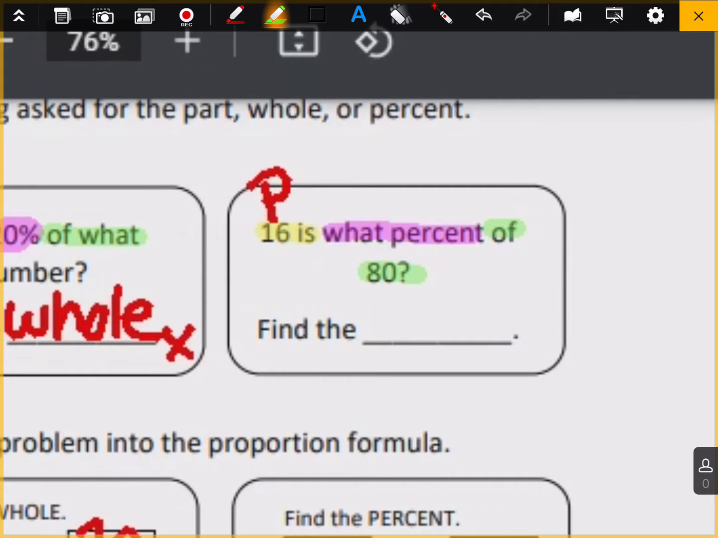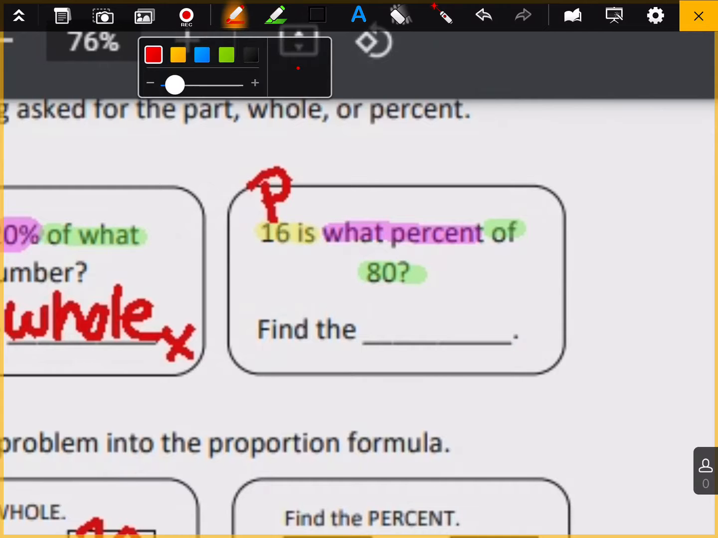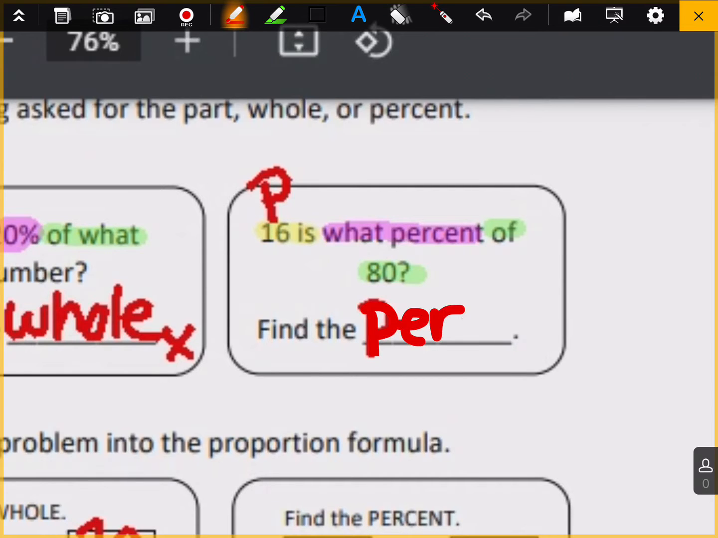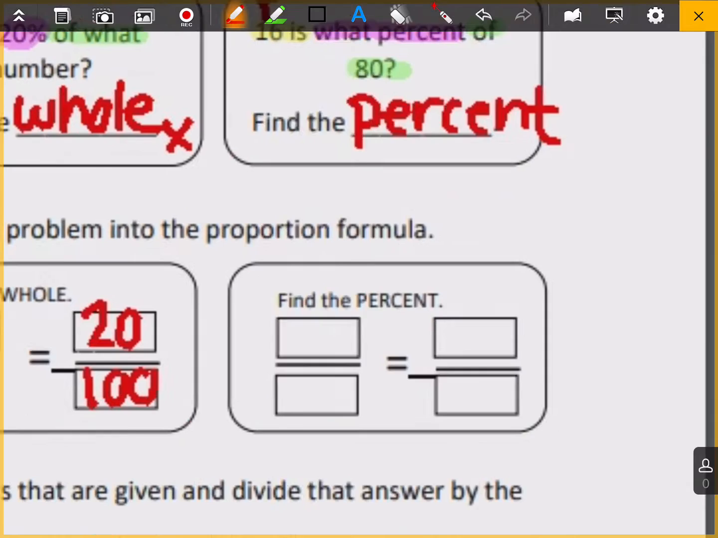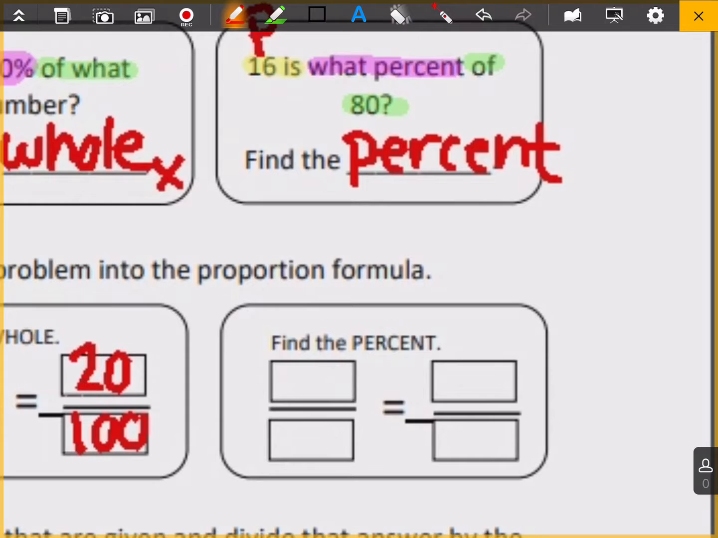So that means that we are finding the percent. Usually when you're finding the percent, it's a lot easier because it's more obvious in the statement. So we're going to find the percent. Let's go down here and set this up in step 2 in our proportion. So our part and our whole, so we have that whole first fraction. We have 16, which is our part, and our whole, which is 80, equals percent, which is what we don't know. So we're going to name that x over 100 always.